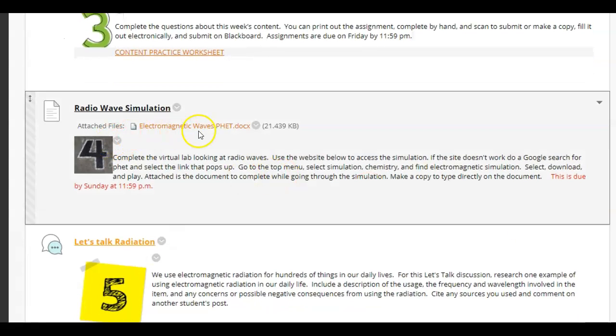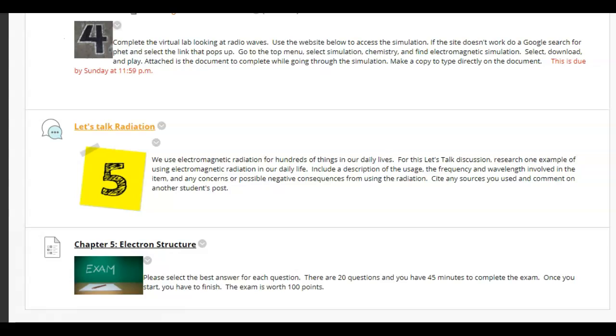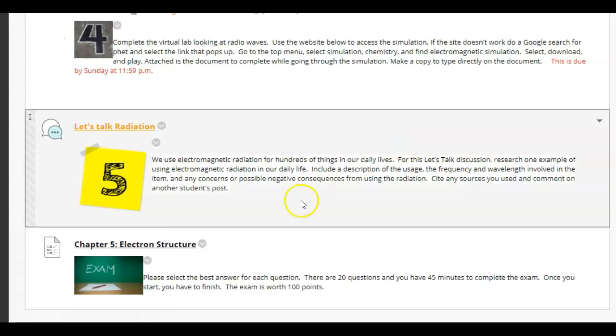There's a radio wave simulation, which is going to look at radio waves, so like when you're listening to the radio, how that actually works. And then let's talk radiation. So again, I want you to find an example of using electromagnetic radiation in your daily life, the frequency and the wavelength of that electromagnetic radiation, and any concerns or possible negative consequences from using them, and then you're just going to post that. Make sure you respond to another student's posts, and then your 20-point exam.